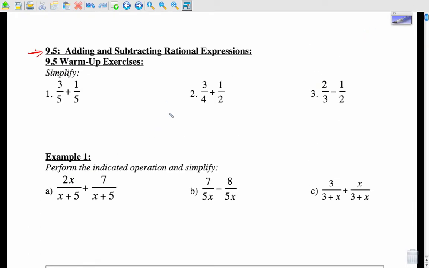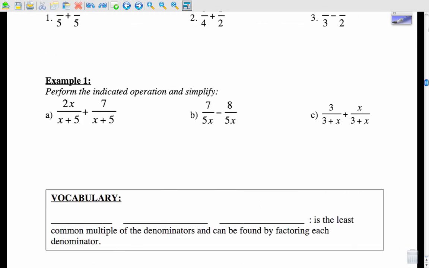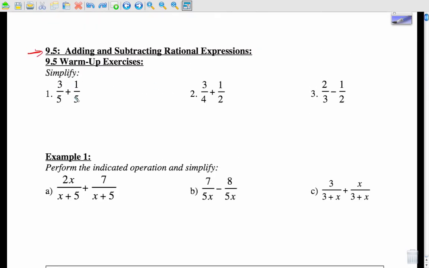Alright, before we can add or subtract rational expressions, which by the way just means, if you look down here, eventually we're going to add and subtract these things. An x squared minus 9 and 2x over that. We're going to be adding and subtracting down there. So before we do that, let's review and make sure we're all okay with adding and subtracting regular fractions.